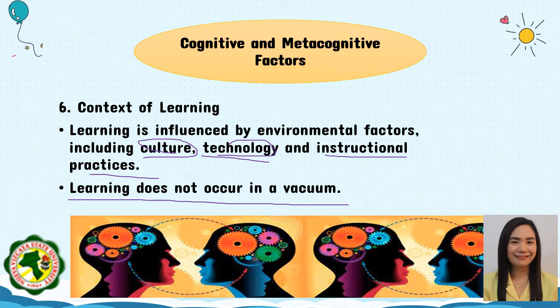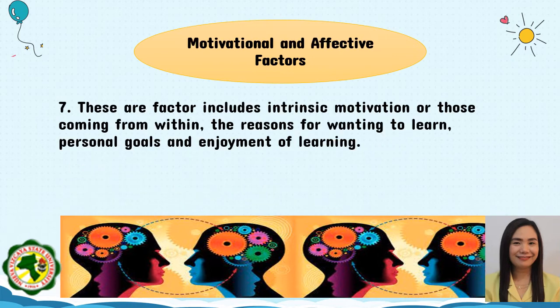So those are the six principles under the cognitive and metacognitive factors. Now, let's move on with the second factor, that is the motivational and affective factors. These are factors that include intrinsic motivation or those coming from within, the reasons for wanting to learn, personal goals, and enjoyment of learning.